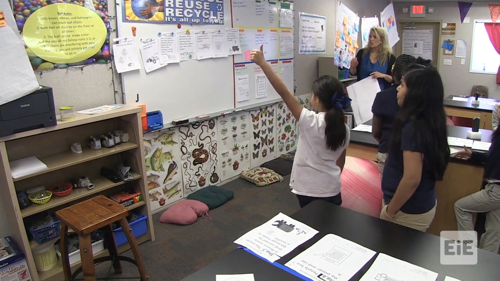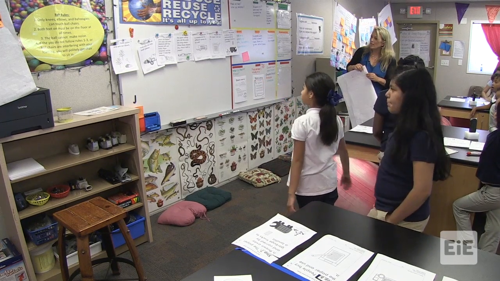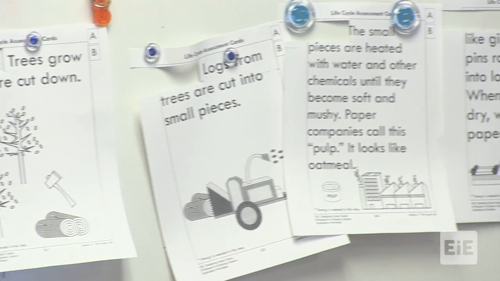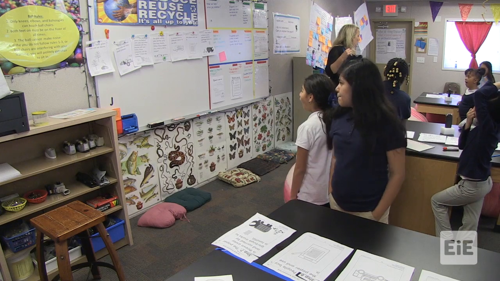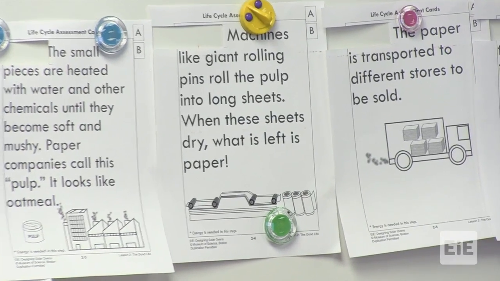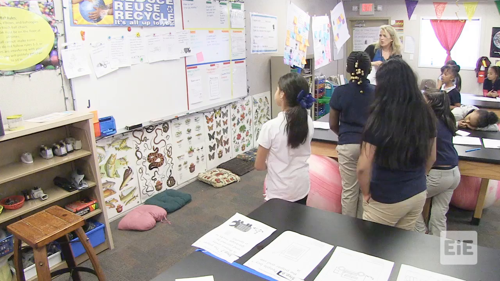Step 1, trees grow and then they're cut down. Step 2, logs from trees are cut into small pieces. Step 3, they add water and chemicals and turn the wood chips into pulp. Then they use giant rolling pins and roll it out. When it dries, it makes paper.